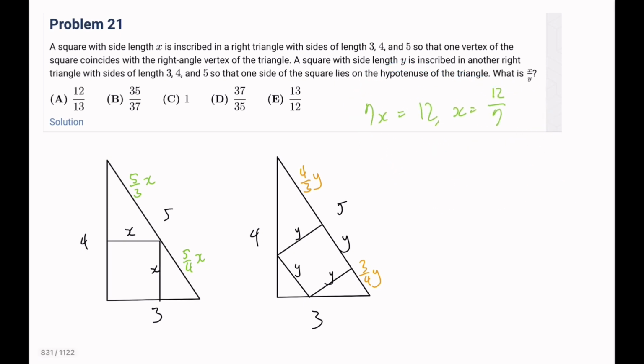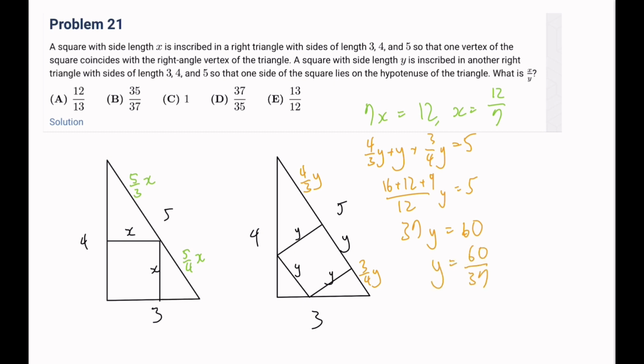And our orange one gives us the values that 4 over 3y plus 3 over 4y equals 5. And so all over 12, then that would be 16 plus 12 plus 9 times y would be 5. And so that would be 28 plus... so it's 37. 37y equals 12 times 5, which is 60, right? And so y equals 60 over 37. So let me put that up there also.